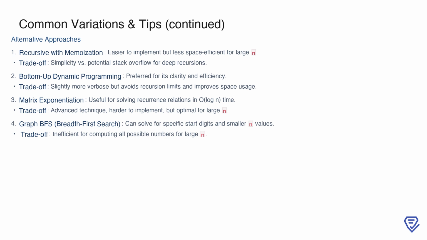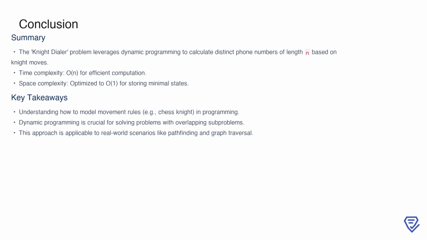Another advanced technique is matrix exponentiation, which allows you to solve recurrence relations in logarithmic time. This is highly efficient for large values of n but can be challenging to implement, so it requires a deeper understanding of linear algebra. Lastly, you might consider using graph-based breadth-first search, which is effective for exploring specific start digits or smaller values of n. However, BFS becomes inefficient when the goal is to compute all possible numbers for large n. Each of these approaches has its trade-offs, and the choice depends on the constraints and requirements of the problem you're solving.